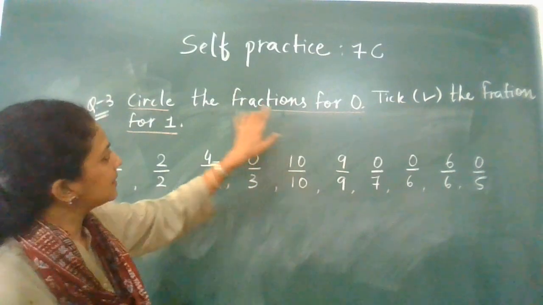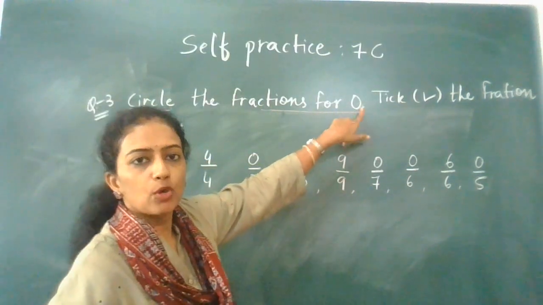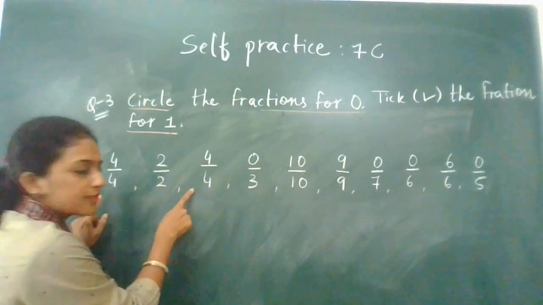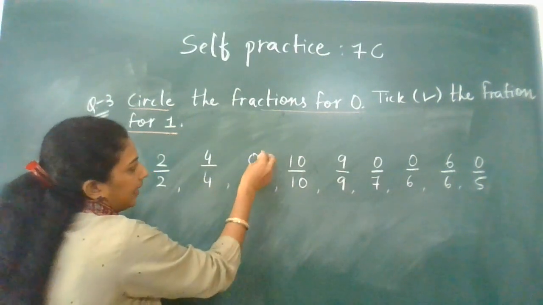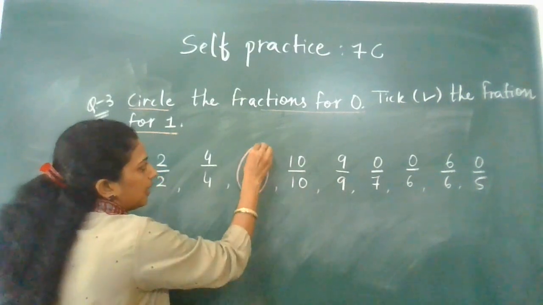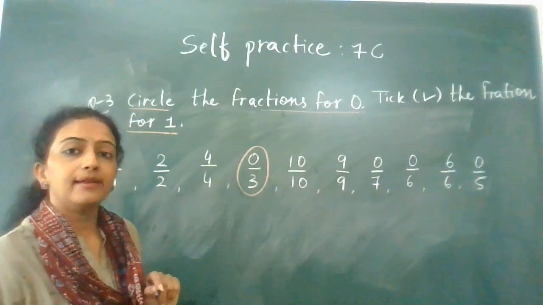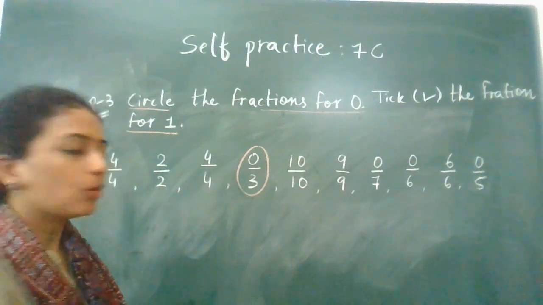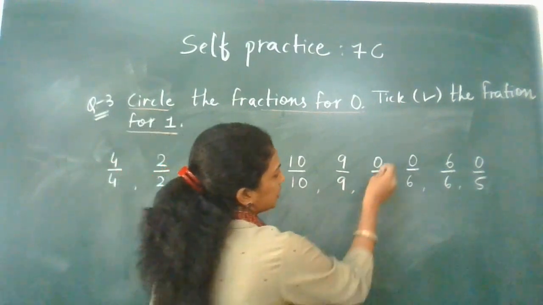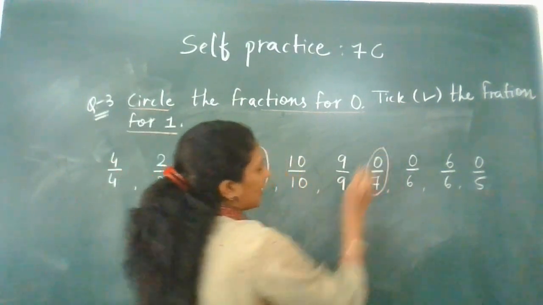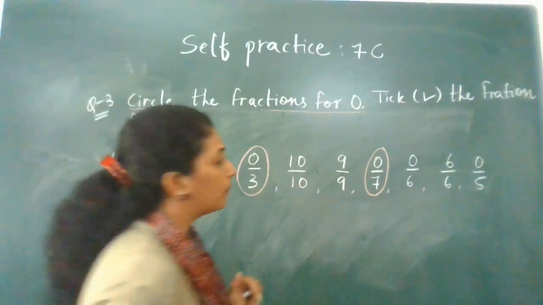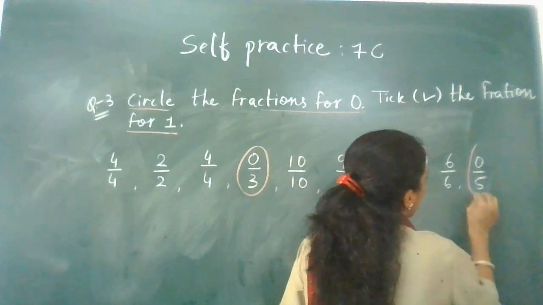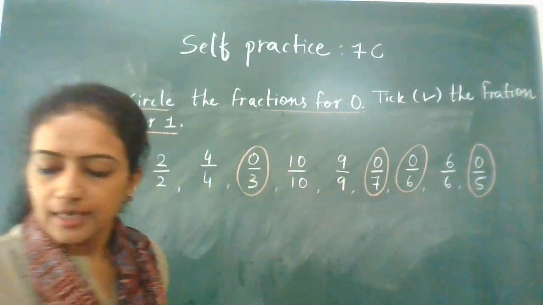Okay, so first of all let's circle the fractions for 0. So this is not the fraction for 0, not this, not this. Okay, this one can be the fraction for 0. You can write either 0 or you can write 0 upon 3 when you start the number line. Okay, now not this, not this. Okay, this one. This is the fraction which represents 0. This is also a fraction which represents 0, and this is also a fraction which represents 0.